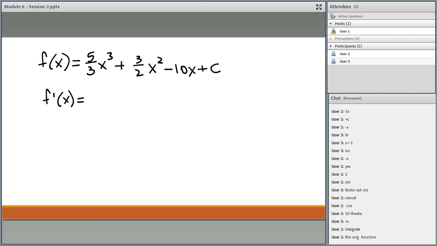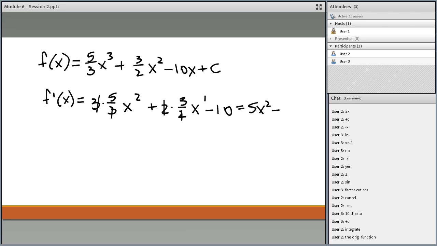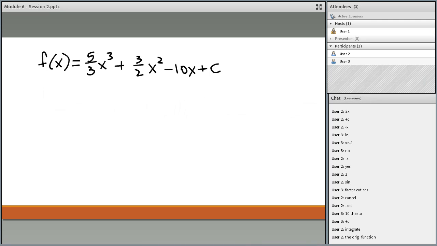If you wanted to quickly just check, you don't have to, but just if you want to make sure that you didn't make any mistakes with your integration, we could take the derivative quickly. So 3 out to the front, subtract 1 from the exponent, so we get 5x squared. Same thing here, take the 2 to the front, times 3 halves, it stays where it is, subtract 1 from the exponent, those 2's cancel. And then minus 10, so we have 5x squared plus 3x minus 10. So we did end up getting the correct derivative. We didn't need to check. I just wanted to show that we can always take the derivative of our answer and make sure it's the same.